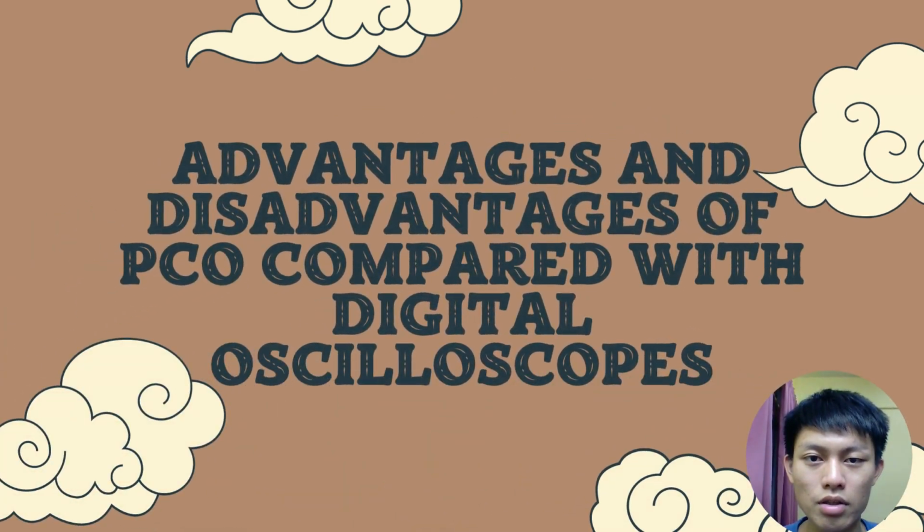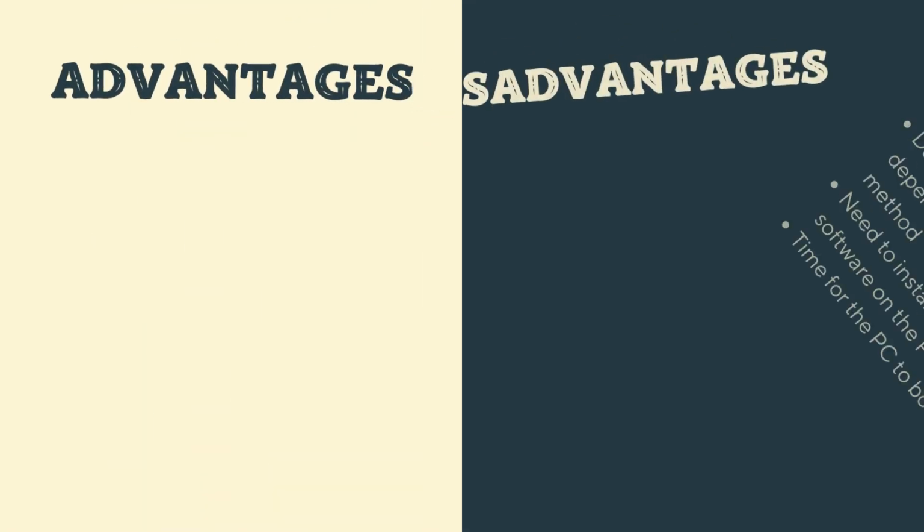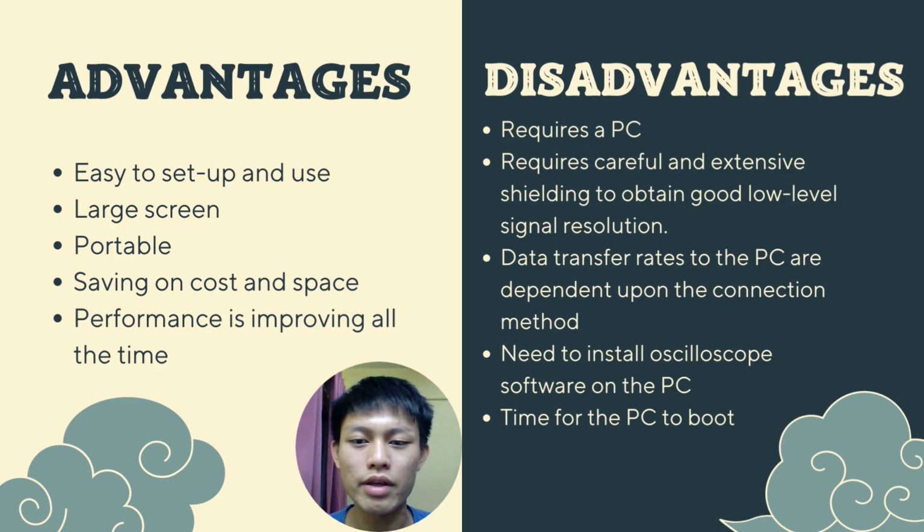So what are the advantages and disadvantages of PCO compared with the digital oscilloscope? For the advantages of the PCO, it is easy to set up and use. Because PCO uses a USB interface, connecting the PC and the scope together is particularly easy. And normally, the software used with the scope is also designed to be very easy to implement. And most PCs, whether a laptop or a desktop, will have a good size screen, making the waveform signal easy to see.